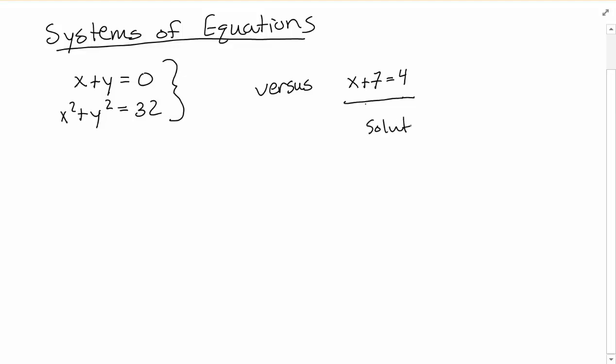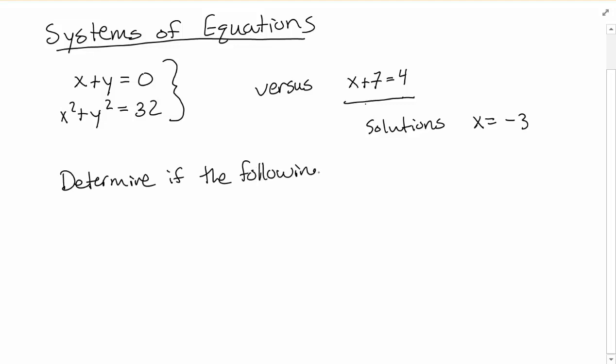The solution to just one equation and one unknown is just, well, x is equal to, looks like -3 in this case. Versus a system, there has to be an x that has a friend y that go together that satisfy both equations simultaneously. So let's take a look at that system that I have up, and let's determine if the following are solutions or not. Now we get an idea of what these solutions look like.